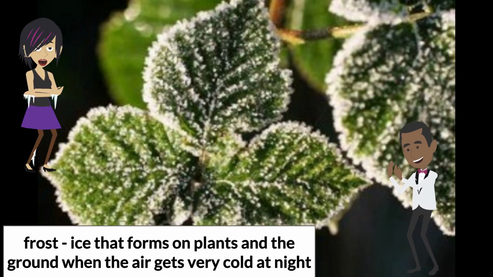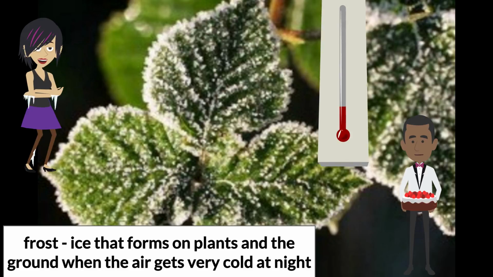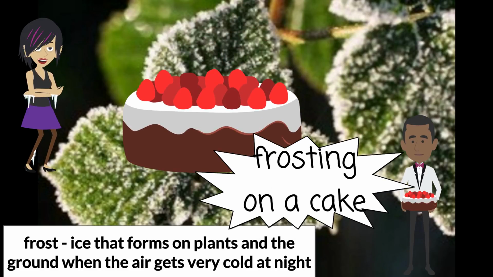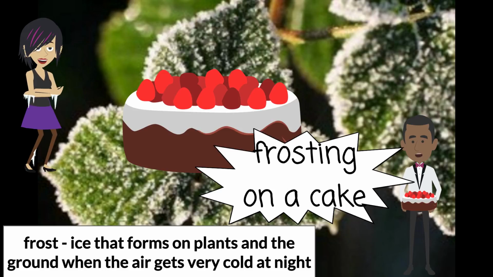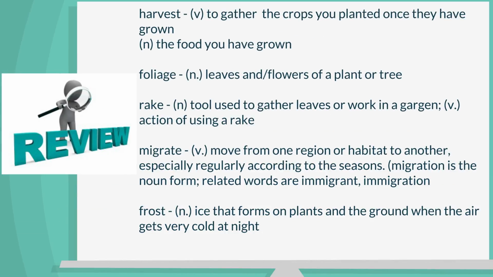Frost looks like snow, but it is little bits of ice that form on plants and the ground when the air gets very cold during autumn nights. Frost kind of looks like sugar. In fact, that's why we call the sugar topping on a cake the frosting. And as an idiom, frosting means the best part of something. Now, let's review. You can pause the video to study the definitions.